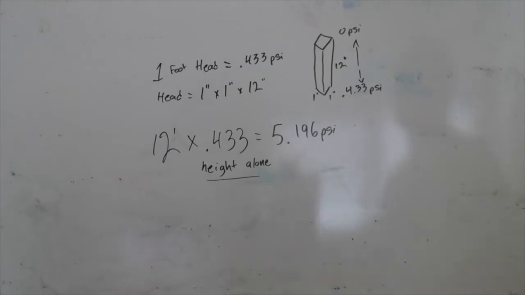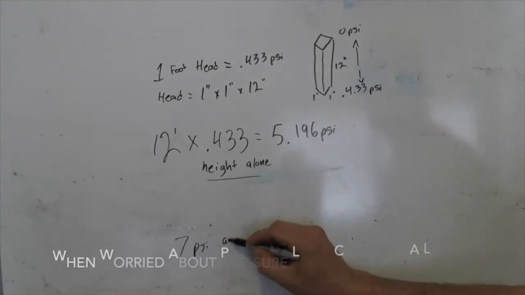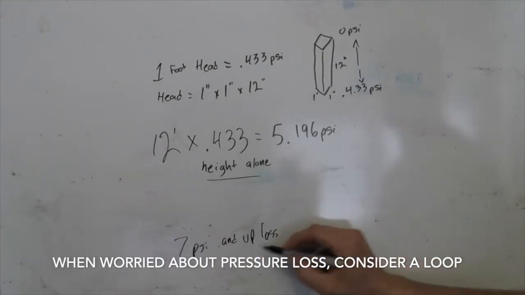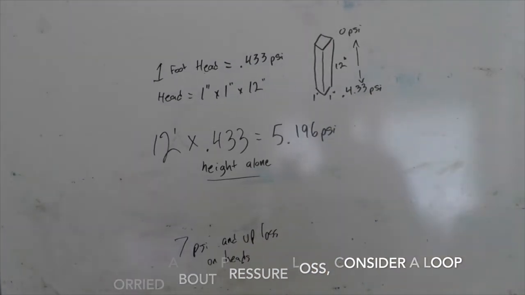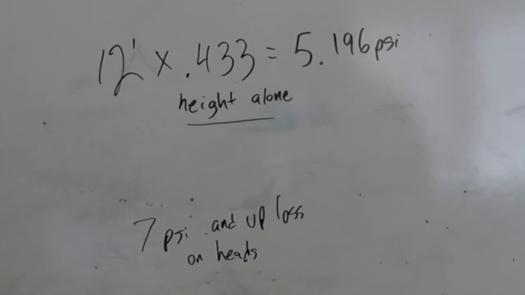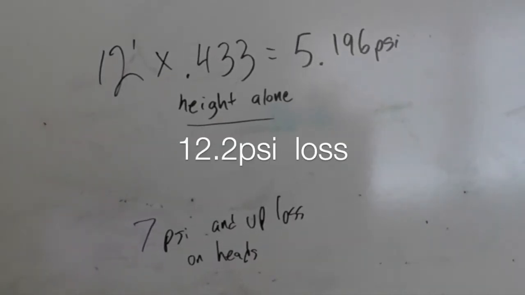Just for the purpose of the example here, we're losing about 7 psi on all the other variables: the backflow device, the irrigation valves, and the heads. Also adding the psi loss of the height alone, so already looking at about 12.2 psi loss.